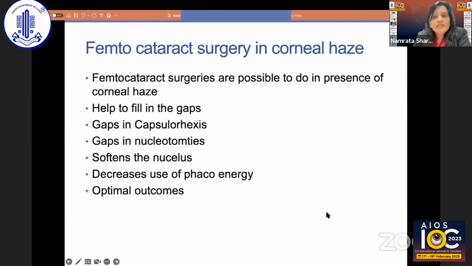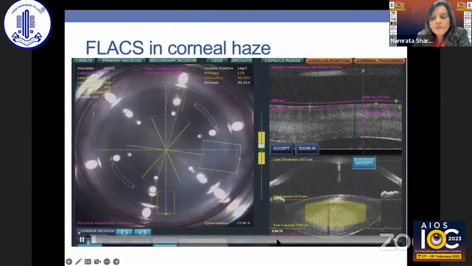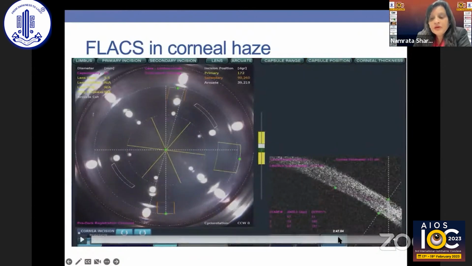Then I think femtocataract also has a role to play in corneal haze. It doesn't completely allow you to do a complete capsulorhexis or allow you to do chops in all the quadrants, but it does soften the nucleus. And then there would be fill in the blanks sort of areas which can be dealt with more amicably.